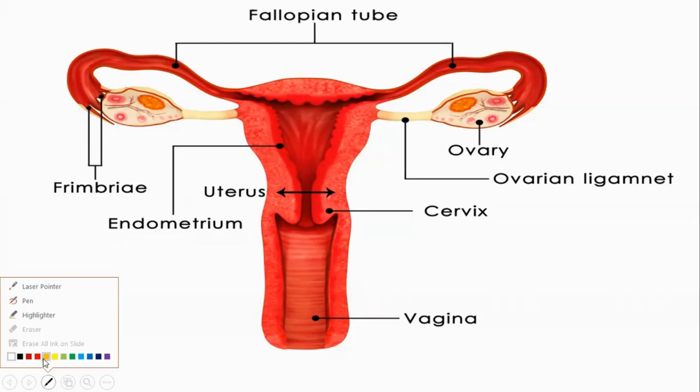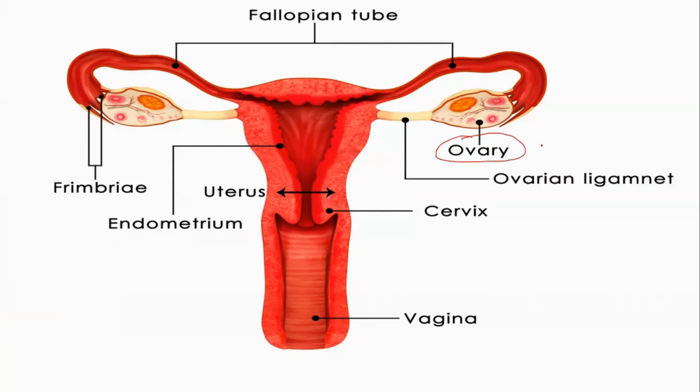So the first important part of the reproductive system is the ovary. Ovary is the primary sex organ. Ovary is the primary sex organ because it produces gametes. It produces gametes and it also produces hormones that we can discuss later.